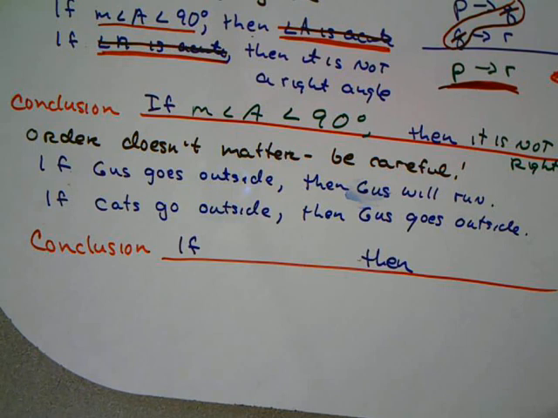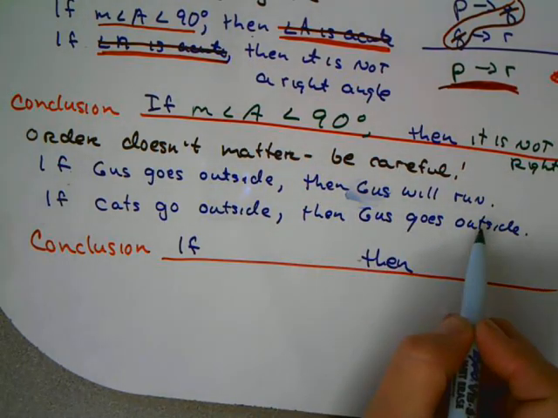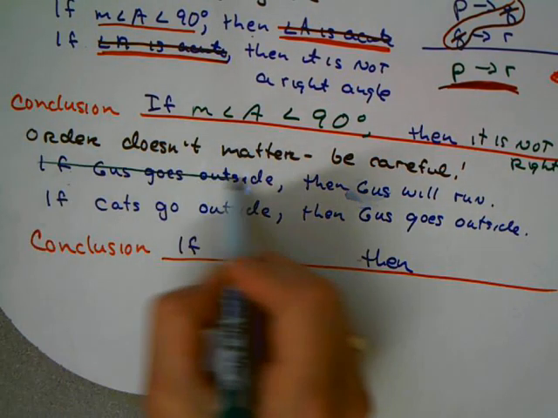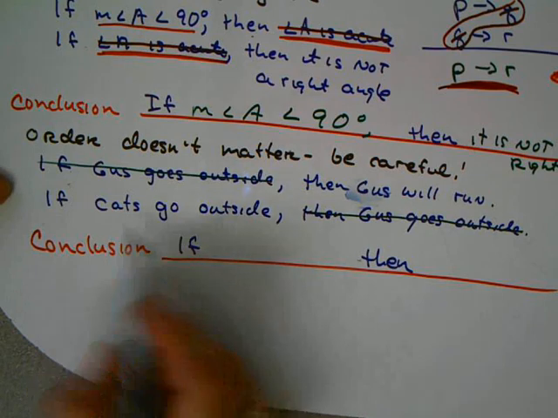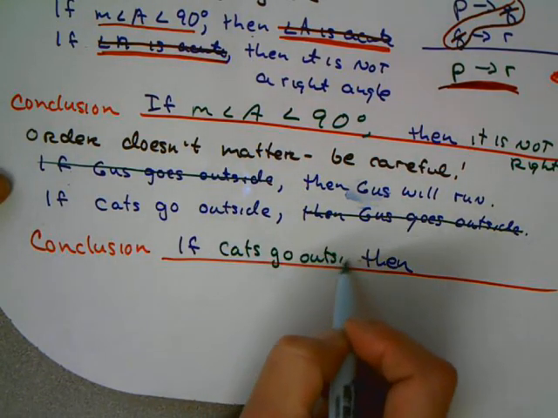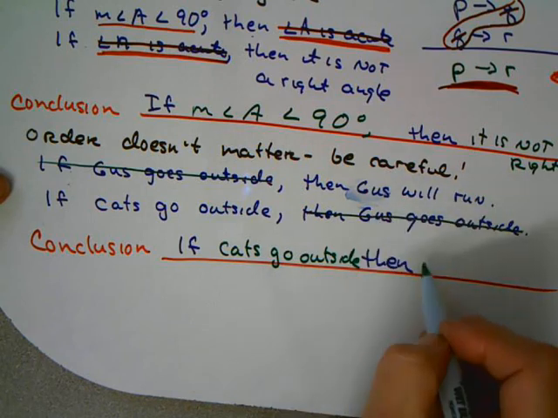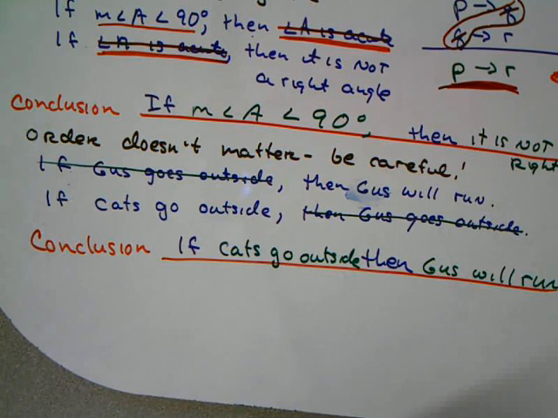Now, notice these are not the same. But do I have two parts, an if part and a then part that are the same? And you'll look a minute and you'll go, yes, Mrs. Klein, look. Gus goes outside. If Gus goes outside, then Gus goes outside. So we can cancel those out. And what's our conclusion? Well, if cats go outside, then Gus will run. And that is hilarious to watch him do it.